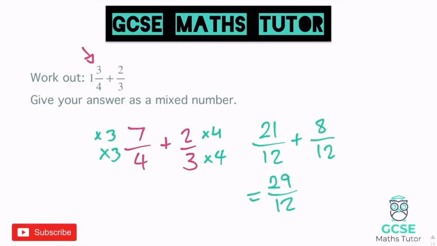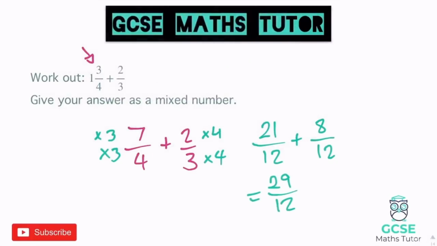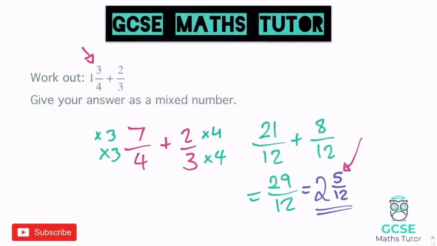And again, it says to give your answer as a mixed number, so we are going to convert this now into a mixed number. 12 fits into 29 twice, up to 24, and there'll be a remainder of 5/12. And again, there's my final answer. Just be very, very careful at this point, just to have a look. Does this fraction simplify here, the little one?